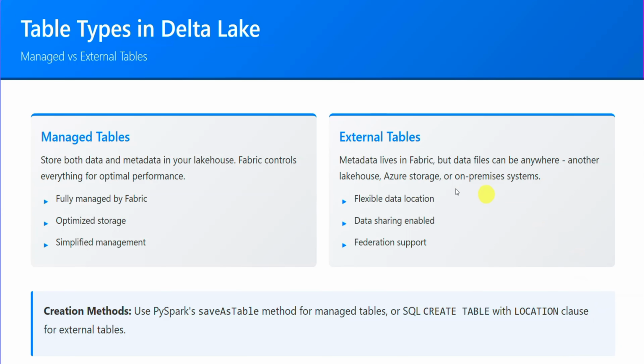In this lab, we will explore the difference between managed tables and external tables. Managed tables store both data and metadata in your Lakehouse. Fabric controls everything for optimal performance. On the other hand, external tables separate the two. Metadata lives in Fabric, but data files can be anywhere: another lakehouse, Azure storage, or even on-premises systems. This gives you flexibility for data sharing and federation.